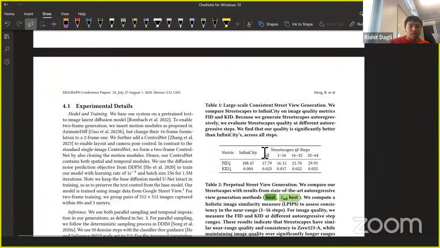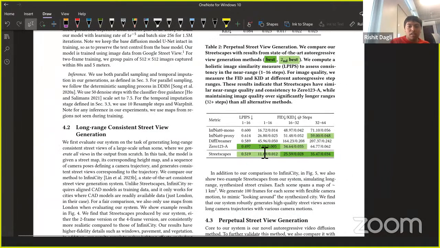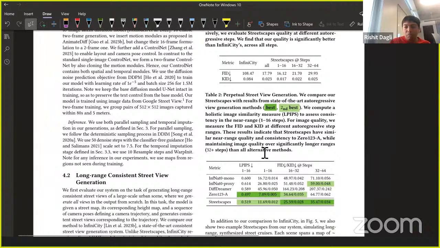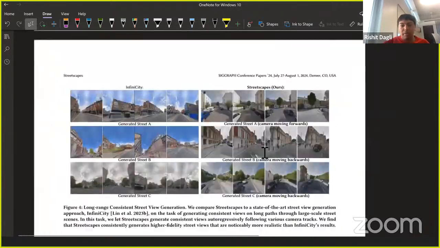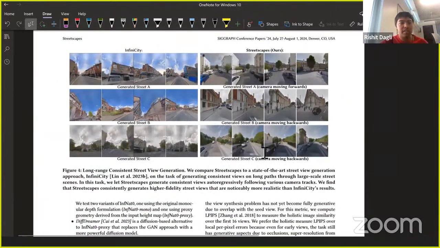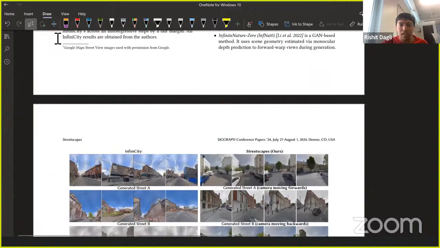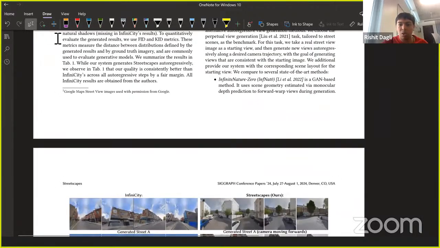I guess they have a few qualitative results you can see, and there were a few things that I noticed, and maybe I can show how that works.